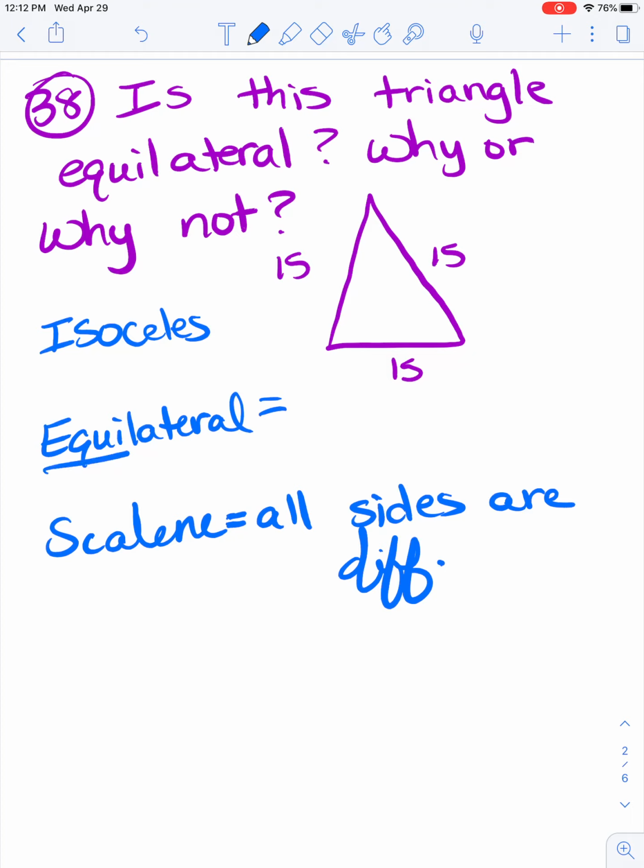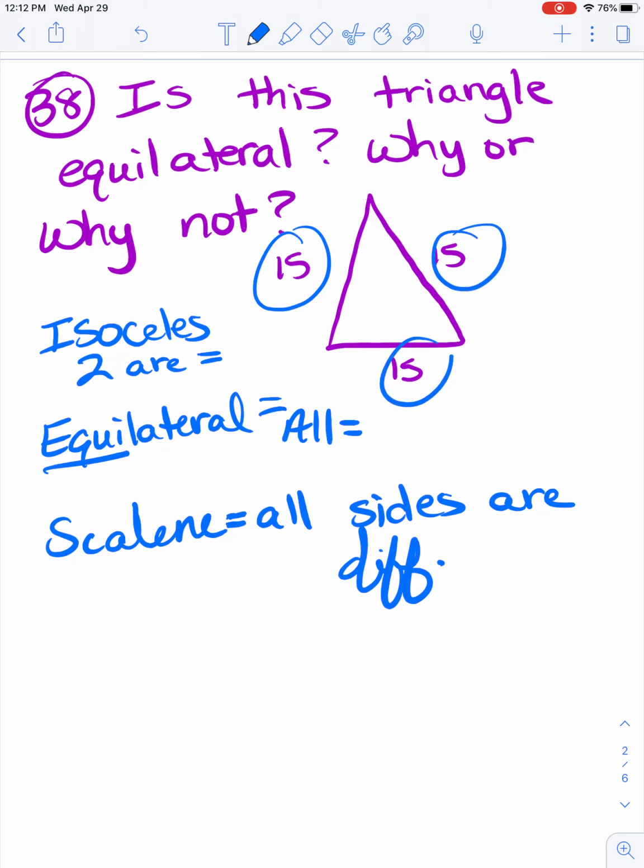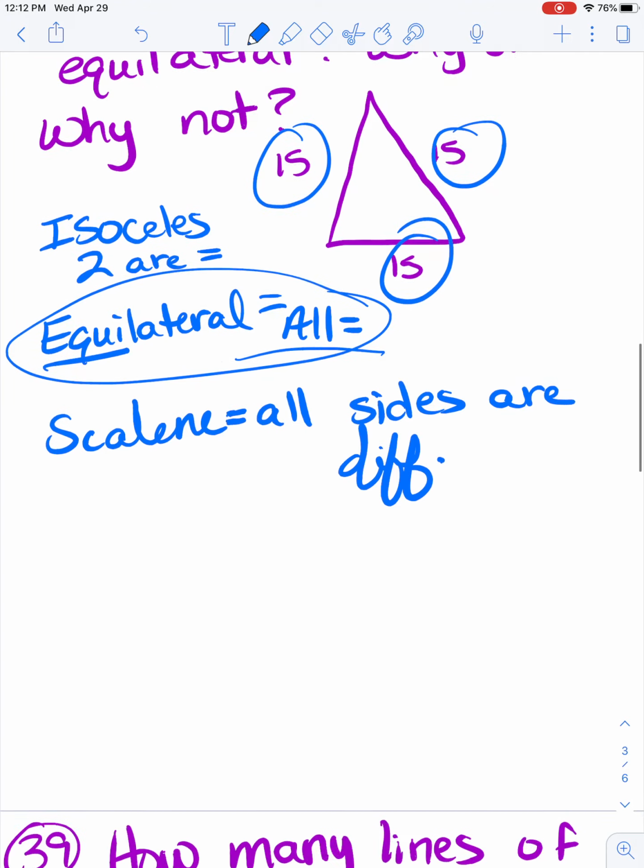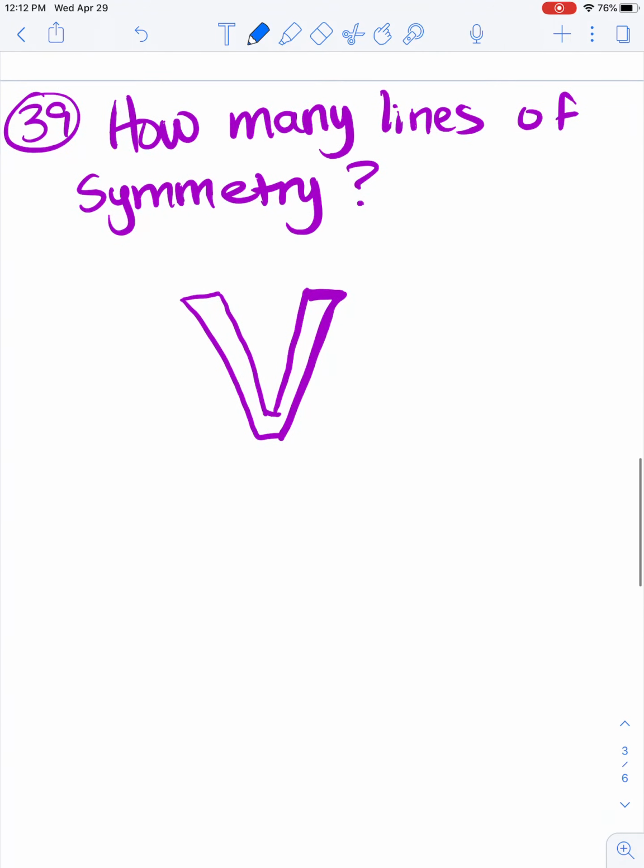That's my different, okay? Equilateral has the word equal kind of in it. That means all are equal. And then isosceles, remember I said, I saw 2 lakes. I saw 2 lakes, which means 2 sides are equal. Well, here we have 15, 15, and 15. So yes, it is equilateral because all sides are equal.